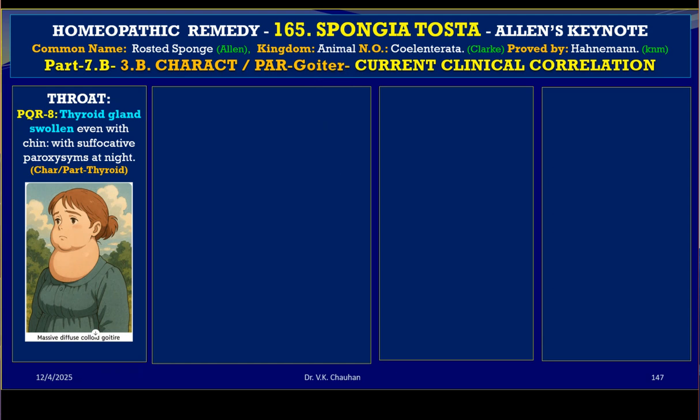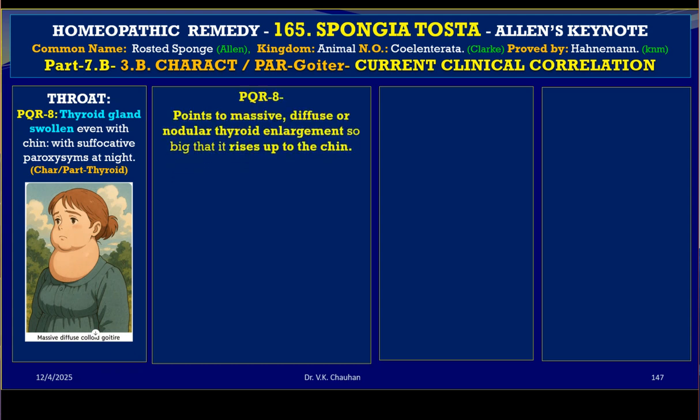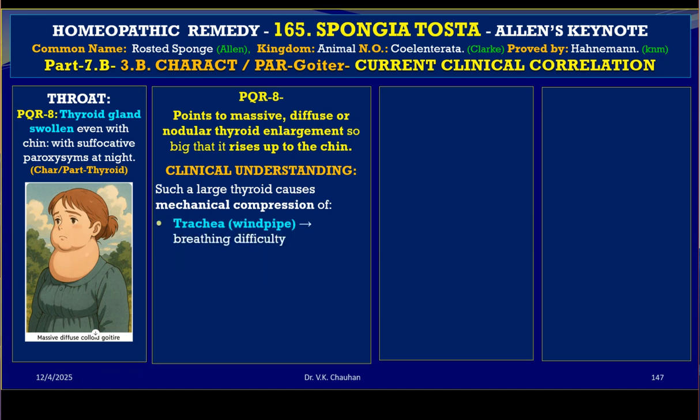So friends, we go to the PQR 8, and the 8th line or 8th sentence in Allen's Keynotes tells us, thyroid gland swollen even with suffocative paroxysms at night. So here we are talking about the pressure effect of the enlarged thyroid gland, that is colloid thyroid gland. It is a very massive enlargement and it involves the whole neck region. What does such a large thyroid enlargement cause? It causes mechanical pressure on the windpipe, causing difficulty in breathing.